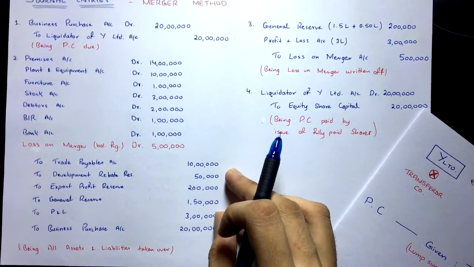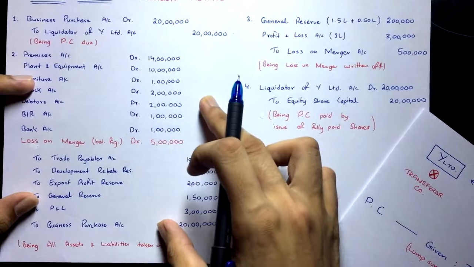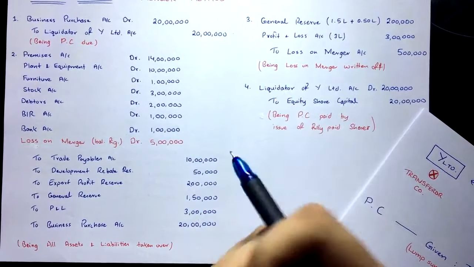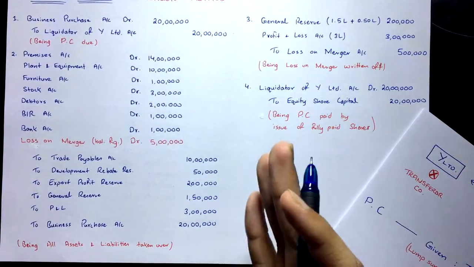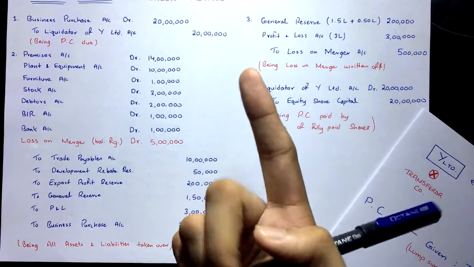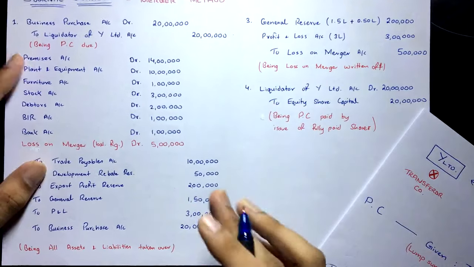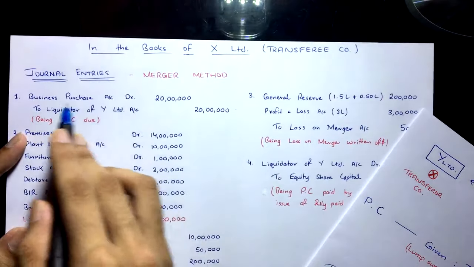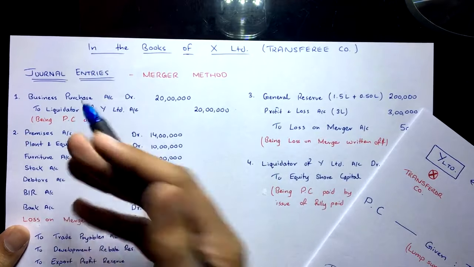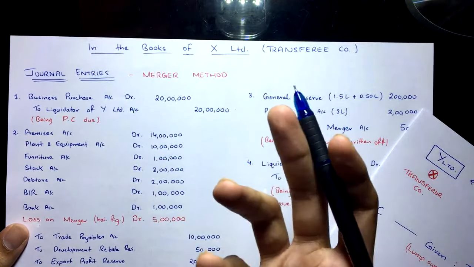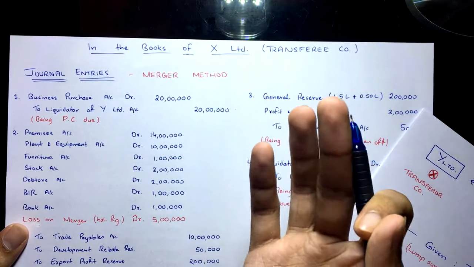And then what are you going to do? You are going to cancel the business purchase account. Because in this entry, you are showing what assets and what liabilities you have taken over and at what values. But in the merger method, we take all the assets, all the liabilities, all the reserves at the book values. Fine. So now what do we have to do? Here in this entry, you are accepting that you have purchased the business. But what is in that business? In that business, there are reserves, assets and liabilities.